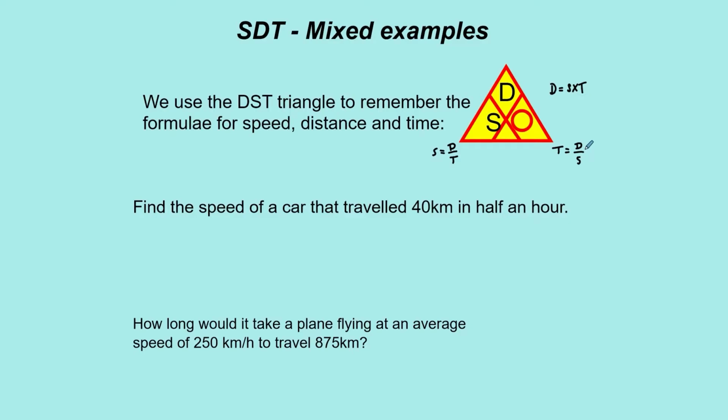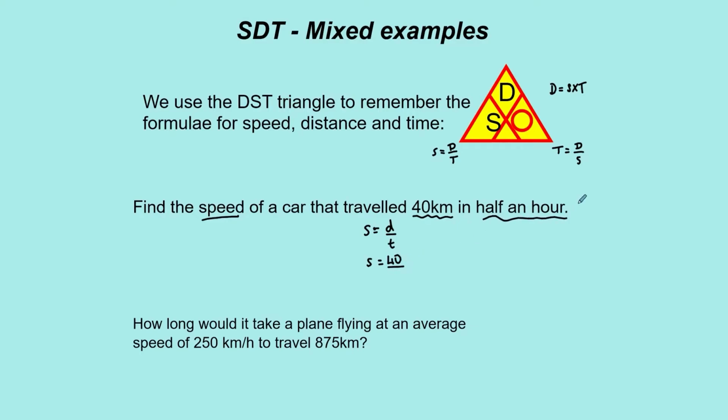So we're going to go over a few examples using this and some decimal times. First one: find the speed of a car that travelled 40 kilometres in half an hour. So it's asking for the speed, or the average speed of the journey. Speed equals distance over time. So we need the distance, which was 40 kilometres, and we need the time, which was half an hour.